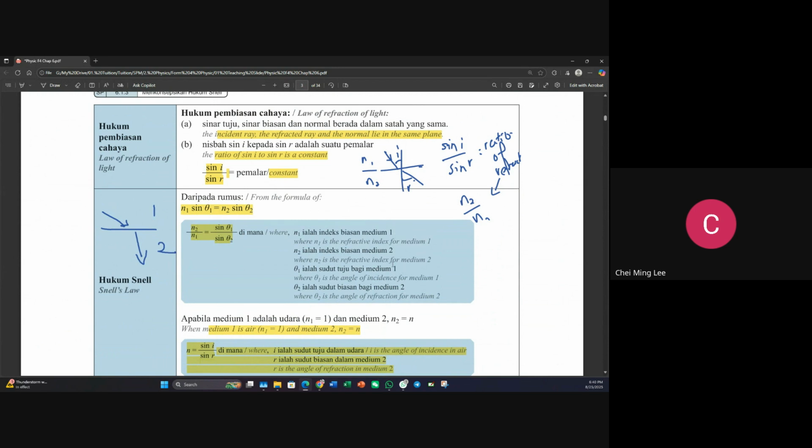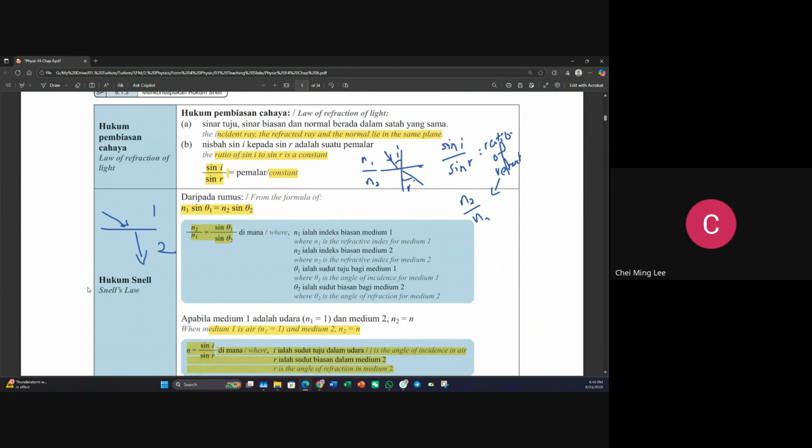Okay, so when medium 1 is N, medium 2 we don't know. Air is only 1, the refractive index is 1. So we straight away use N equals sine i over sine r, because it's N over 1. Anything over 1 is itself, so it becomes N only. Can you understand? Right, jot this down. This is called Snell's law.